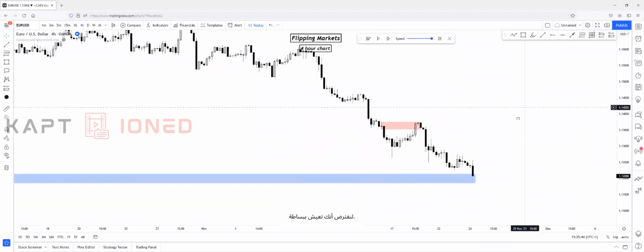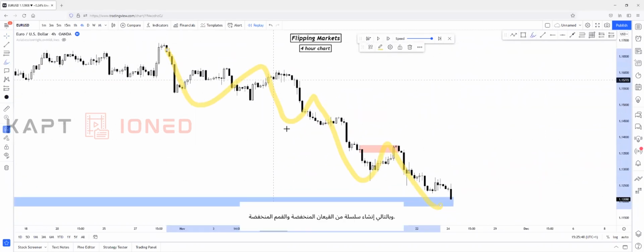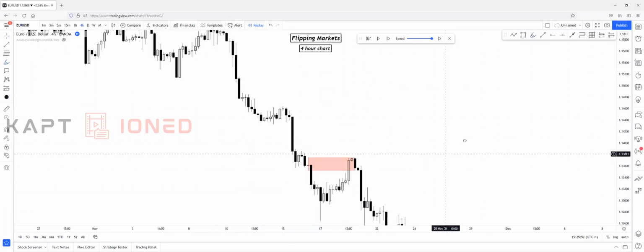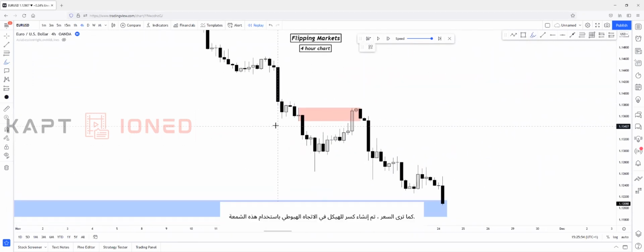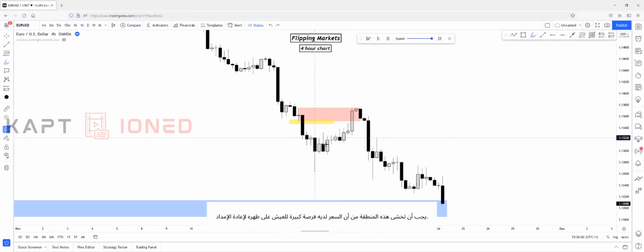So let's see the live example. As you can see, price is currently moving in a downtrend, creating a series of lower lows and lower highs. Let's focus on this region. As you can see, price created a break of structure to the downside with this candle. After that, it created inefficiency, so there's a gap between the wicks. This area needs to be filled.